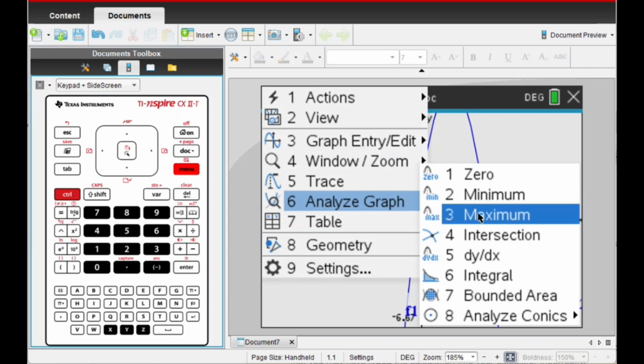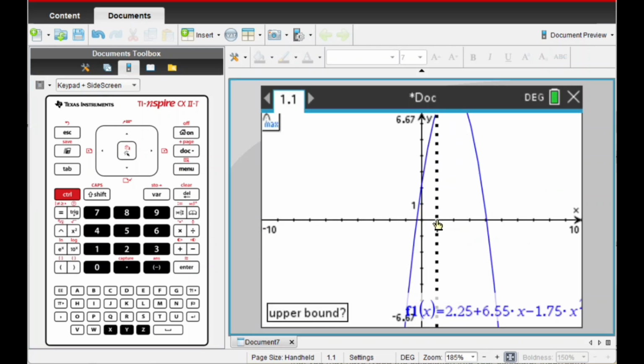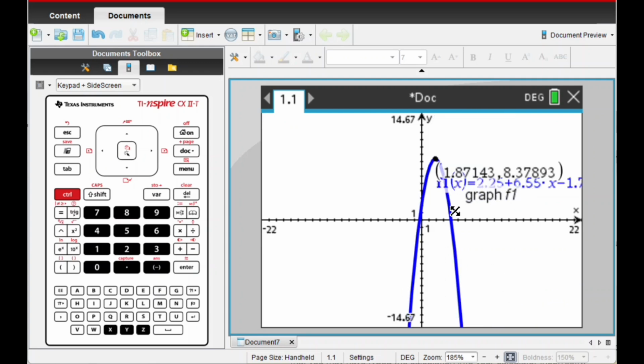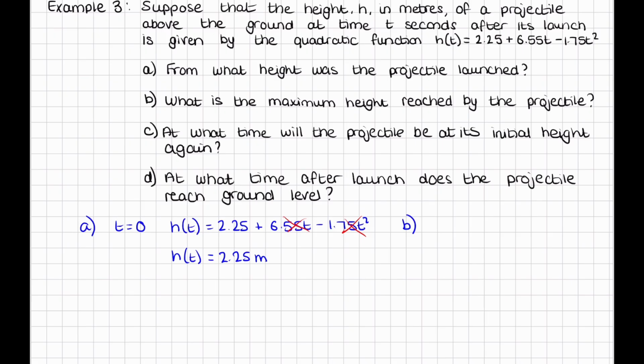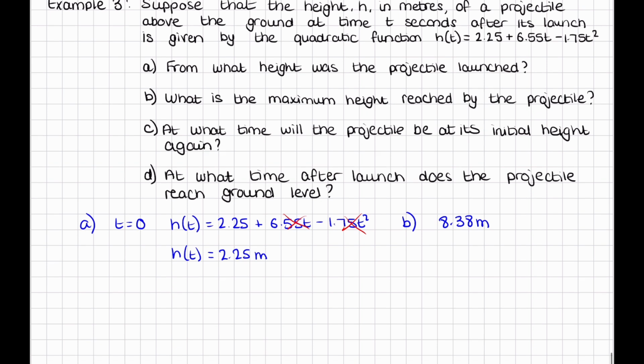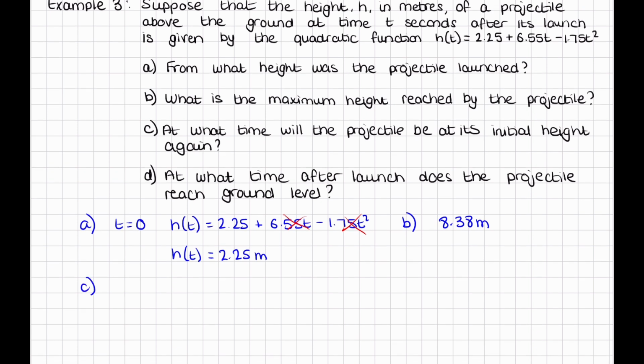So if you go menu, analyze graph, maximum, we know it's going to be between this section, so we can just go either side of that and it'll zoom out for us itself and show us the maximum. So the maximum height is 8.378. Remember the x coordinate is the time and the y coordinate is the height. So for this answer we are wanting the 8.38 to 3 significant figures. And as we found from our calculator, the maximum was 8.38 meters.